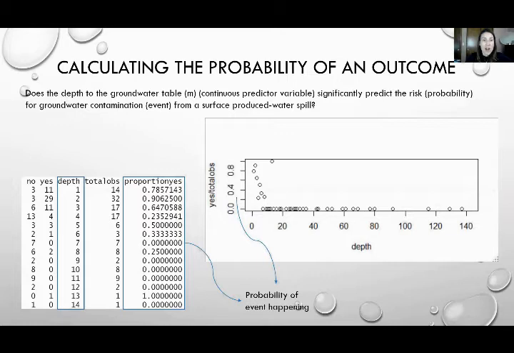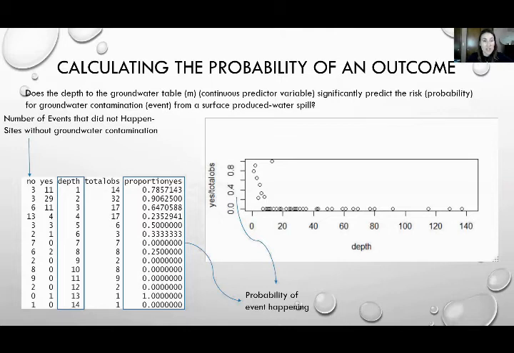So we're asking, does the depth to the groundwater table, which is a continuous predictor variable, significantly predict the risk or probability for groundwater contamination from a surface produced water spill? So that's what we're asking here. And this is the data that I got from those different spill reports.